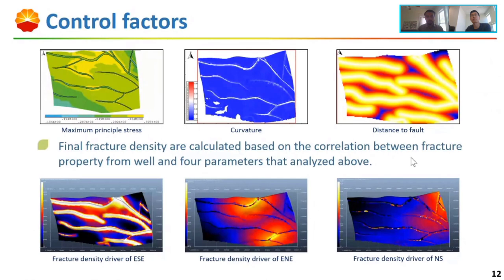And the same thing for the others, which are not strongly related to the main faults because they have a different genetic tectonic event. Next slide.